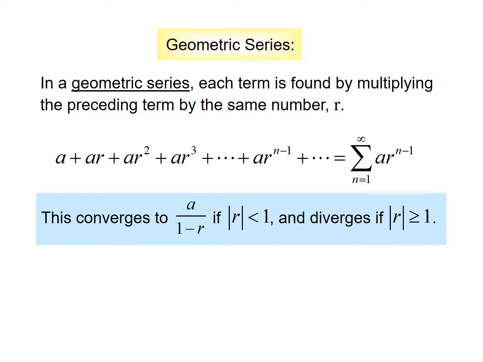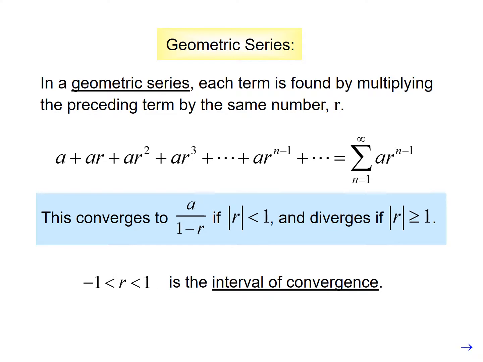And that makes sense because if you're multiplying by something greater than 1, you're getting values that are bigger and bigger and bigger. If you add those all up, those are going to diverge. And we call these values of r from -1 to 1 the interval of convergence. Anything between -1 and +1 will cause the geometric series to converge.